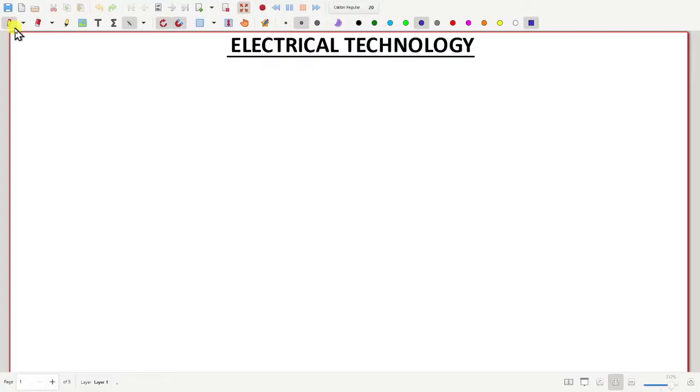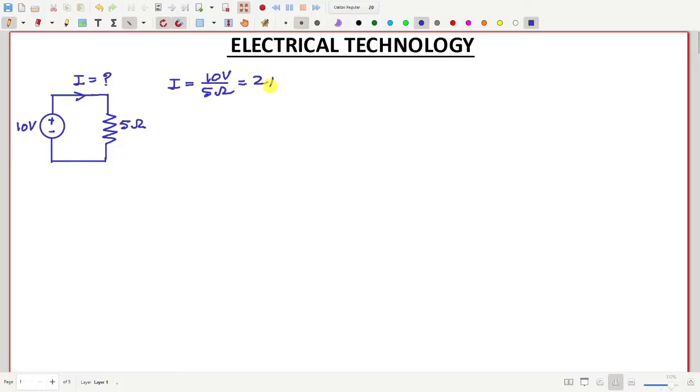Okay, so let's start. Let us start with a simple circuit with a battery and a resistor. Suppose this is 5 ohm, this is 10 volt. Then let me ask, how much will be this current I? What will be the answer? I will be 10 volt by 5 ohm, which is equal to 2 ampere.